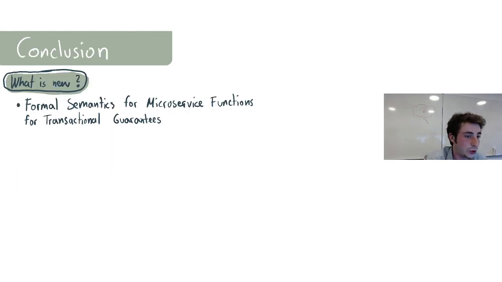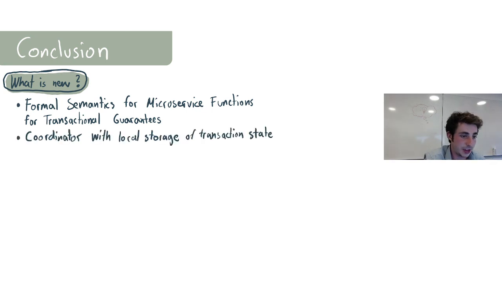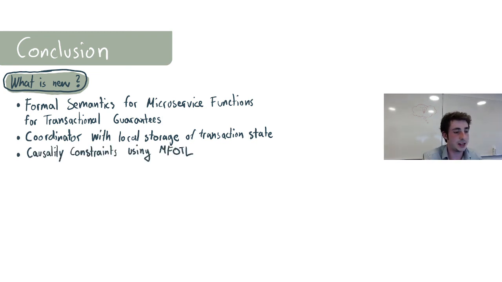And to conclude, what is new in our approach? So we introduce formal semantics for microservice functions for transactional guarantees. And further, we introduce a coordinator with a local storage of the transaction state to help guarantee the transactional guarantees. And last, we ensure causal consistency by introducing causality constraints using metric first order temporal logic.